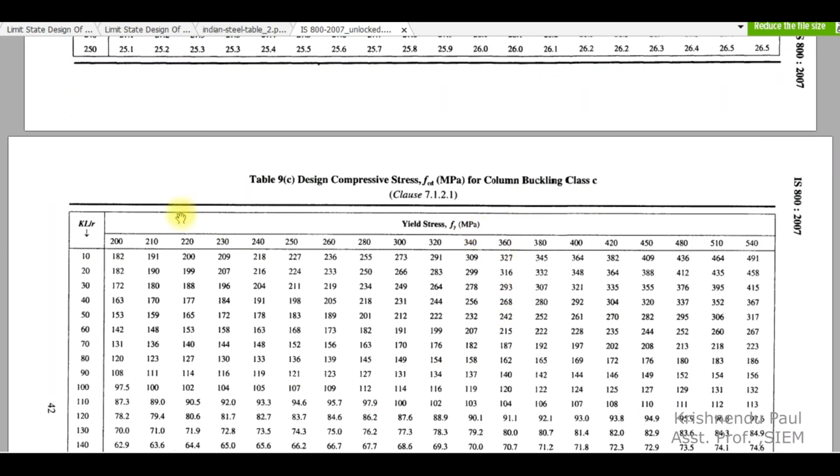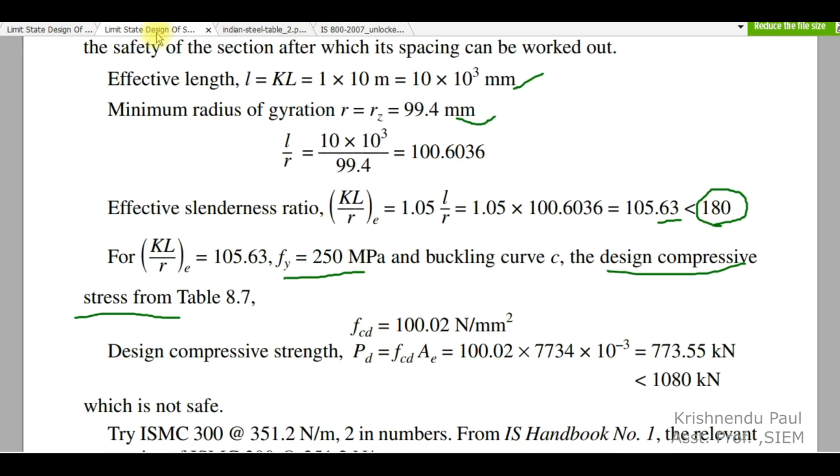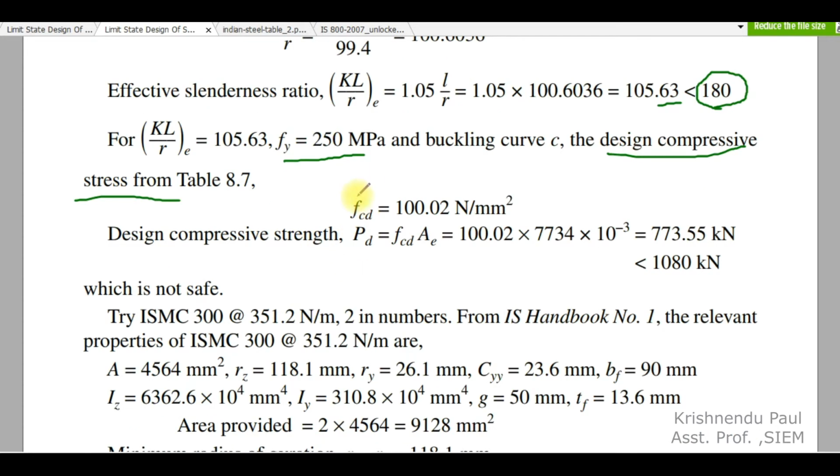On this table you have to go to KL by r, and on the horizontal axis that is yield stress, you have to select 250. And you have to select this KL by r, in our case it is 105 point something, 105.63. So you have to find the design compressive stress for this slenderness ratio and this yield stress. You know how to find this, so I will not discuss this point. So they have got fcd is equal to 100.02.